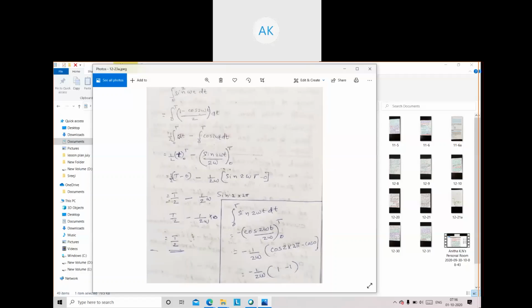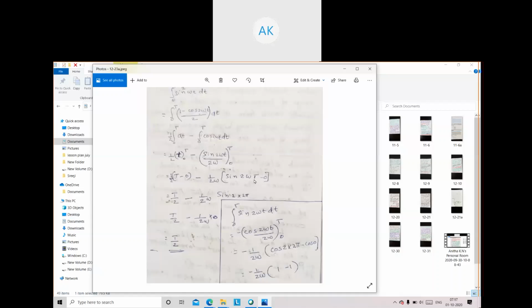Then the integral of dt is t, then apply the limit 0 to capital T. Minus the integral of cos 2 omega t, which is sin 2 omega t by 2 omega. This whole bracket is taken from 0 to T. Then upper limit minus lower limit: capital T minus 0, minus 1 by 2 omega into sin 2 omega capital T minus 0.